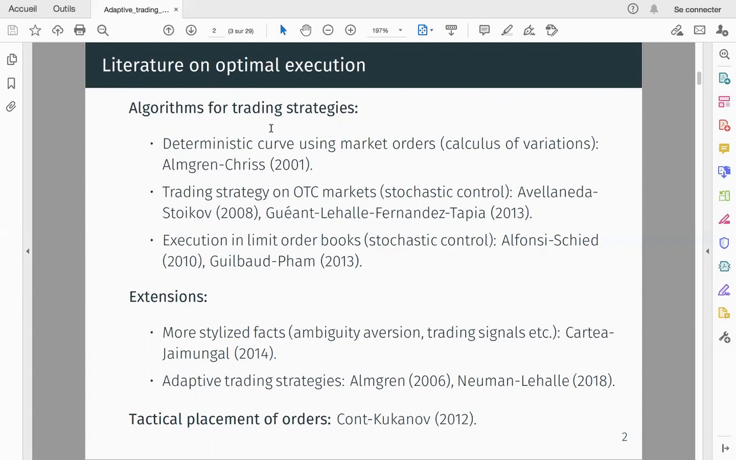The third group of models, which is more or less our focus today, is related to execution in order books, also using stochastic control theory. The model of Guilbaud and Pham models the spread and imbalance processes of the order books with continuous-time Markov chains.